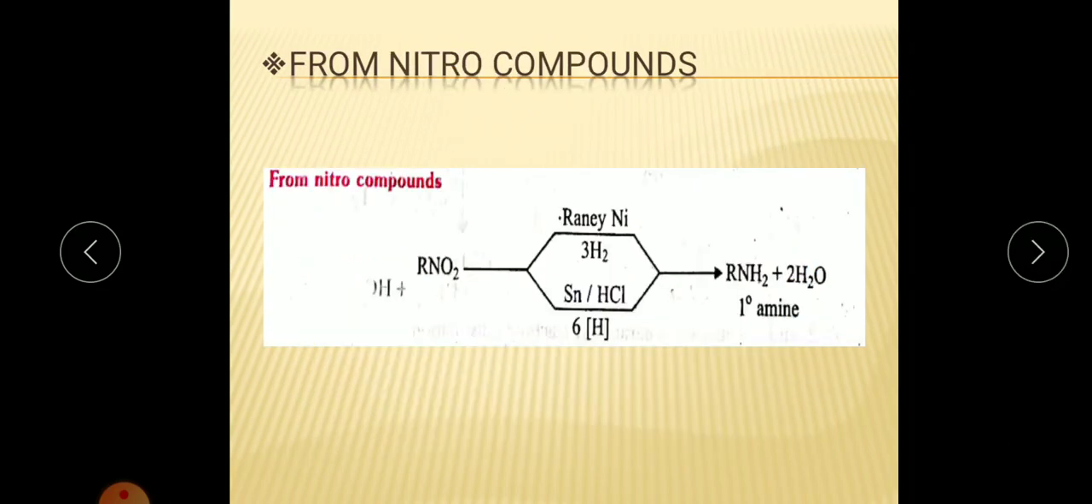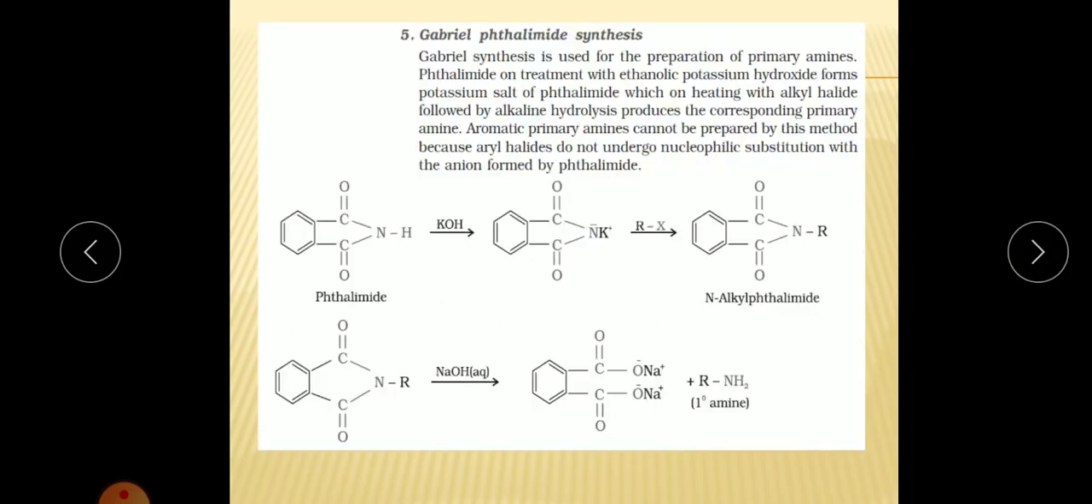Fine. Next, we can also prepare amines from nitro compounds by reduction. So when you take a nitro compound RNO2 and treat it with Raney nickel and hydrogen, it reduces the NO2 group to NH2. Or you can also take tin and HCl, they are also reducing agents. So it will form RNH2, that is primary amine. So from nitro compounds we can prepare amines by the reduction method, either by treating with Raney nickel and hydrogen or tin and HCl.